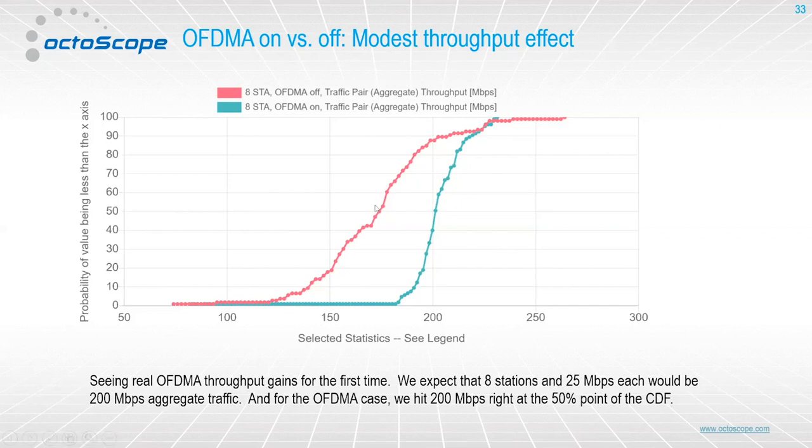And what's interesting is that with OFDMA off, we can see that our median is only about 175, whereas with OFDMA on, we're closer to 200 megabits per second. So we've seen a fair jump in the median of our throughput just by turning OFDMA on.